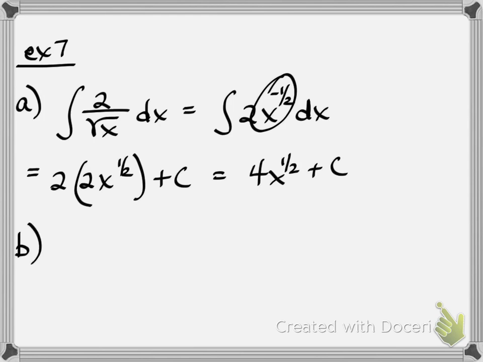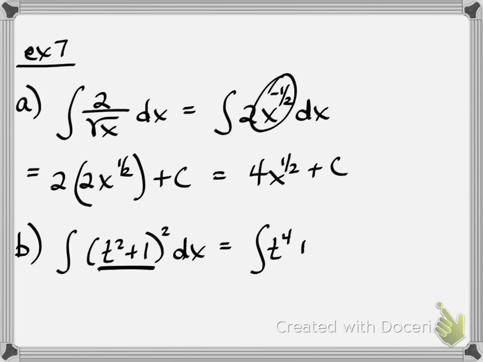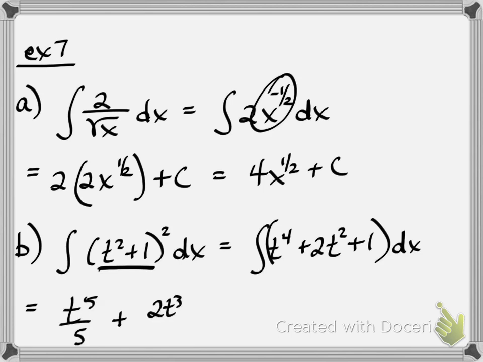B part. What if we have the integral of t squared plus 1 squared dx? Well, there's no chain rule for integrals, so I can't do that. My only choice is to expand this. Either write it down twice and FOIL it, or just expand it. So it's t to the 4th plus 2t squared plus 1 dx, and then we can take the integral of each little piece. So t to the 5th over 5 plus 2t to the 3rd over 3 plus t plus c.